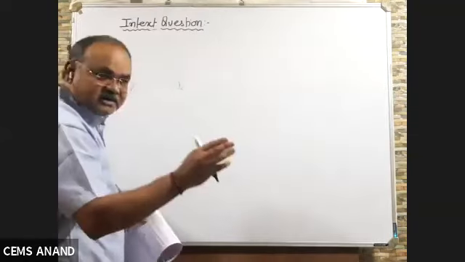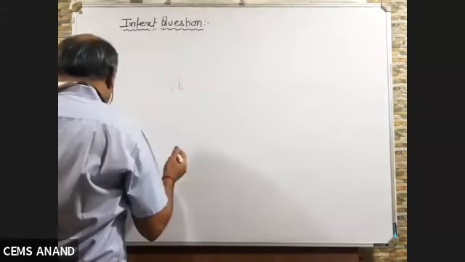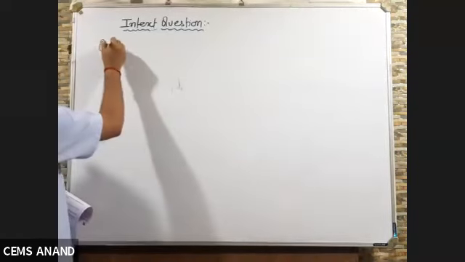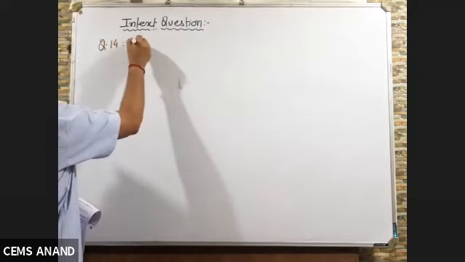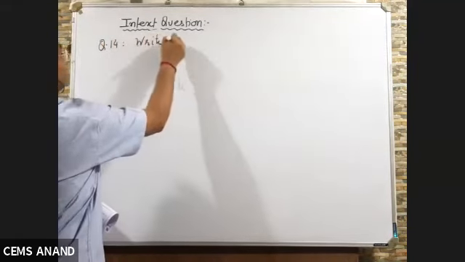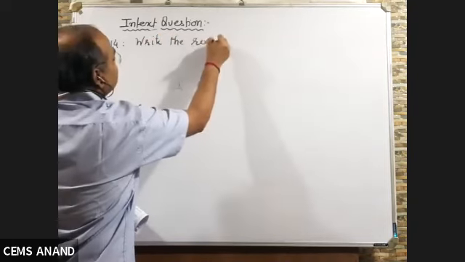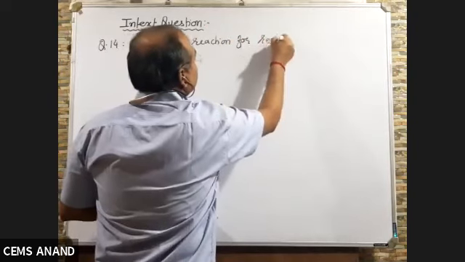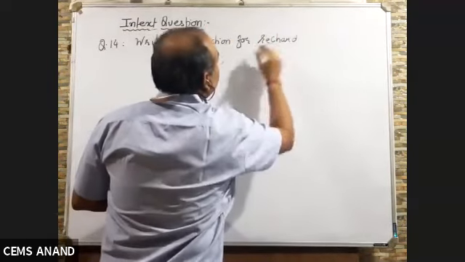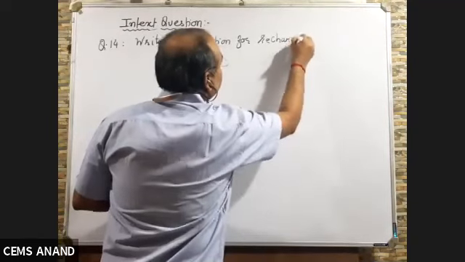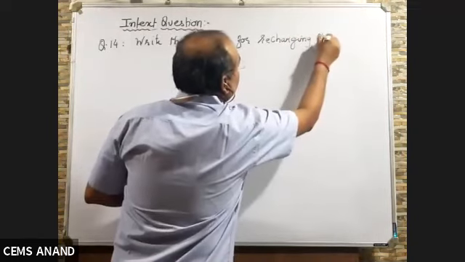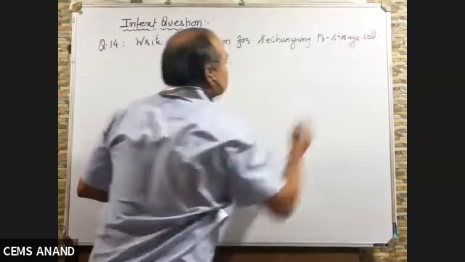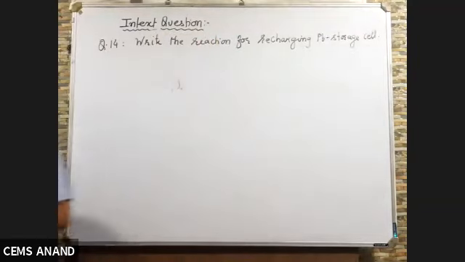These are from the theory section, but still we do it; they are not numericals. Question number 14: write the chemistry of recharging a lead storage cell. So for this cell we have to write the recharging reaction.